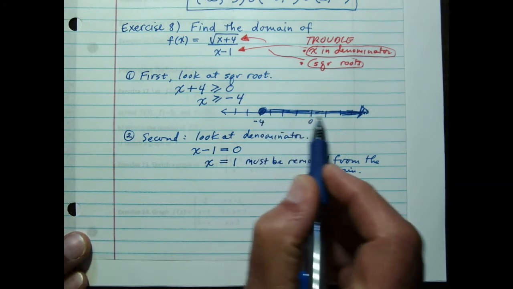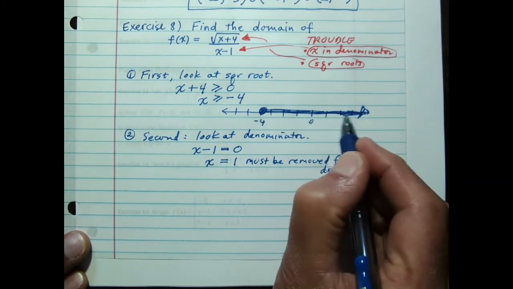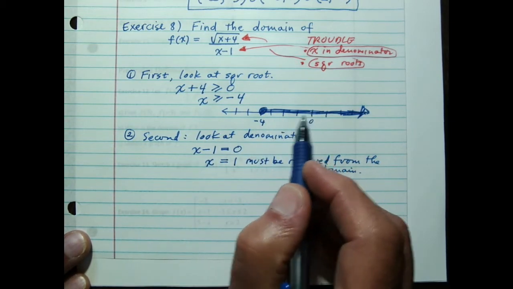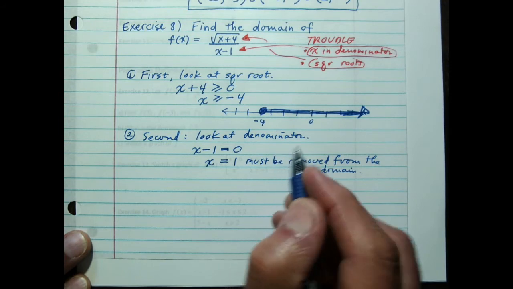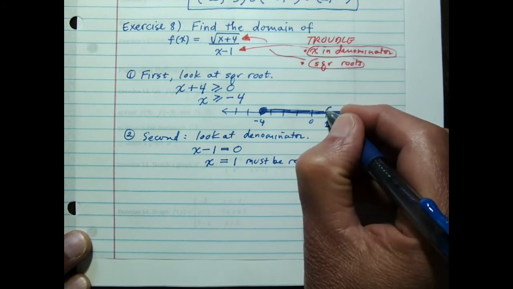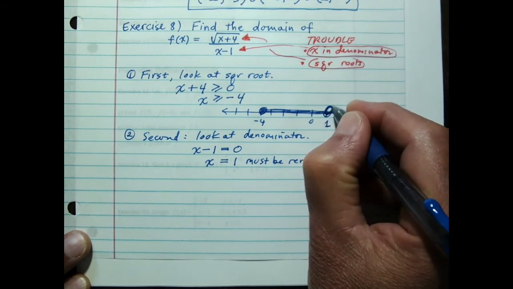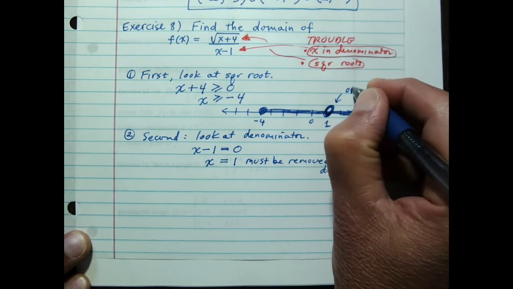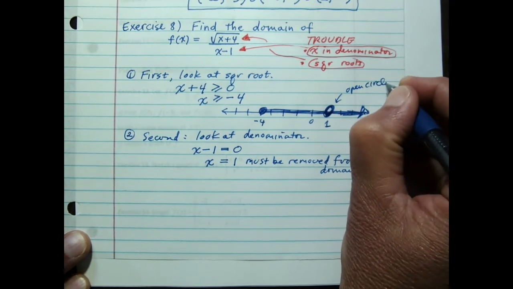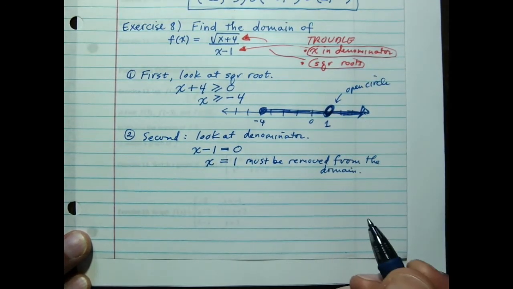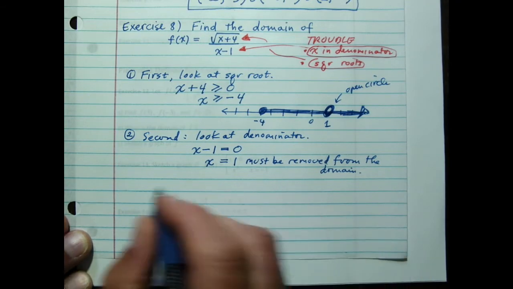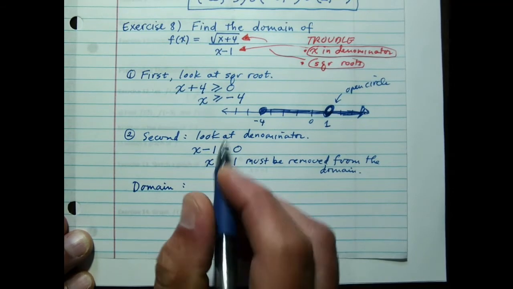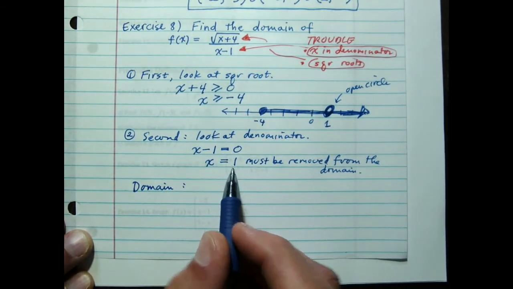So we sort of have this preliminary number line sketch up above. But that was based on the square root. When we also look at the denominator, x equals 1 is right here. It's like I'm going to impose this here. We have to put a hole there, right? An open circle, because we have to remove that one point. So now we're ready to state what the domain of the function is, taking both these factors into account.